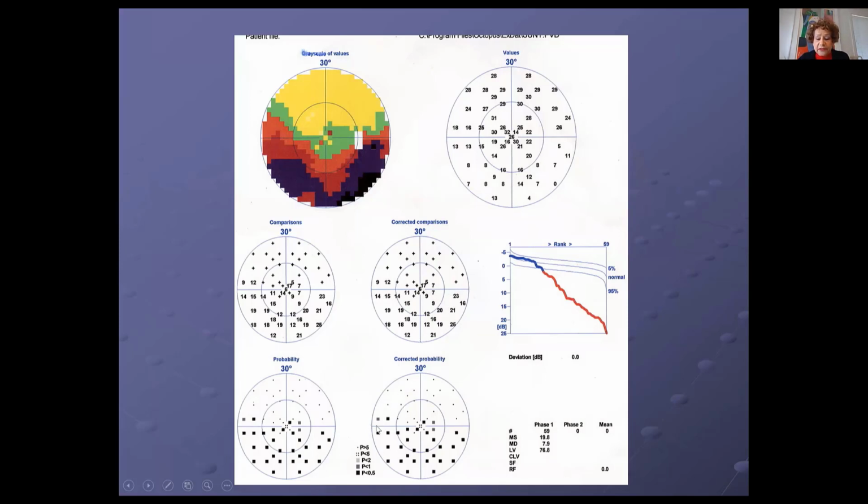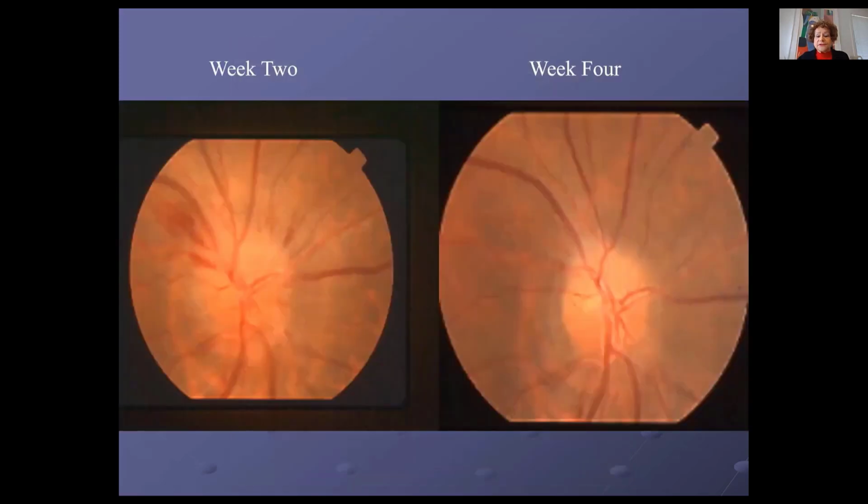And on the corrected probabilities, and even on the probability plot, there is a dense altitudinal field loss. So what is causing this? Well, he was sent out for blood workup to make sure he didn't have any infectious or inflammatory diseases. Everything came back negative, so it was decided to just watch him.